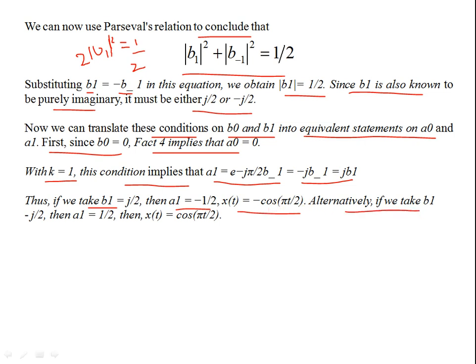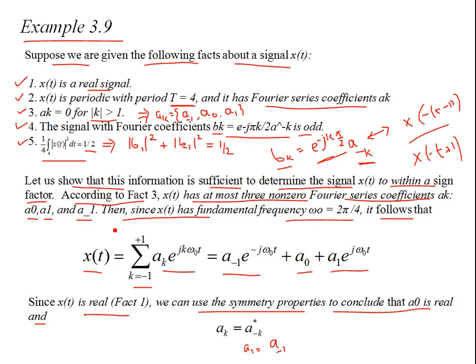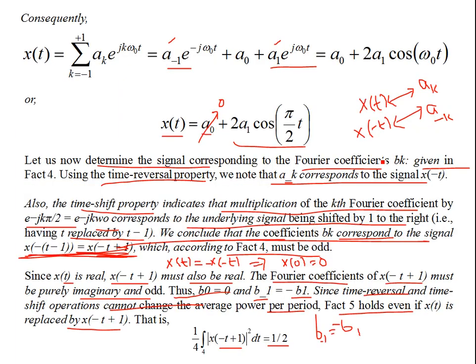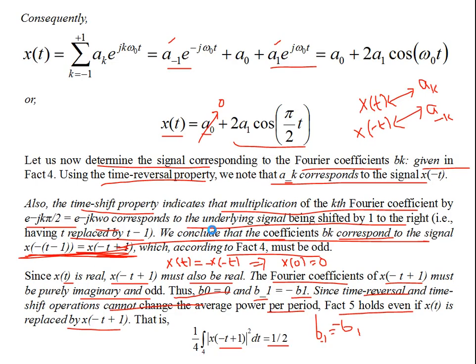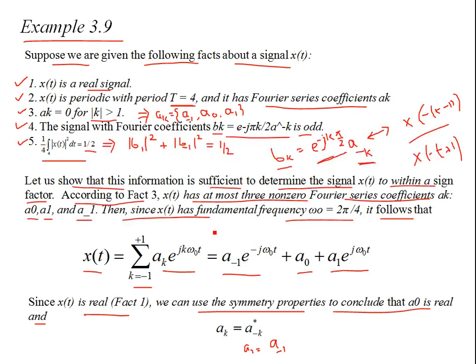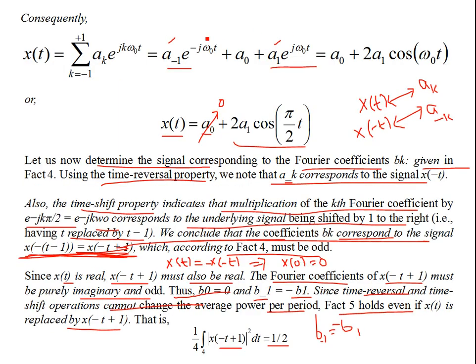Alternatively, if we take b1 as minus j by 2, then a1 will be 1 over 2, because you see this is minus jk pi by 2 in terms of b k. So if b1 is minus j by 2, then a1 becomes 1 by 2, which means x(t) is cosine pi t by 2. So you see, up to the sign factor, we have evaluated x(t). These conditions are sufficient to understand what x(t) is. From the first three facts, we concluded that x(t) was of sinusoid form with a DC term.